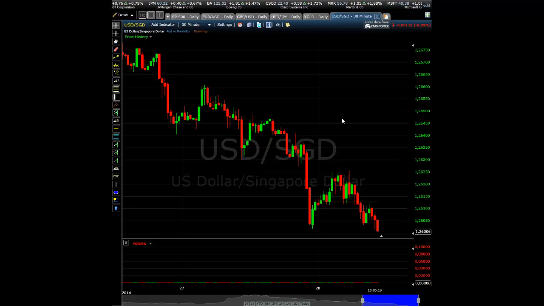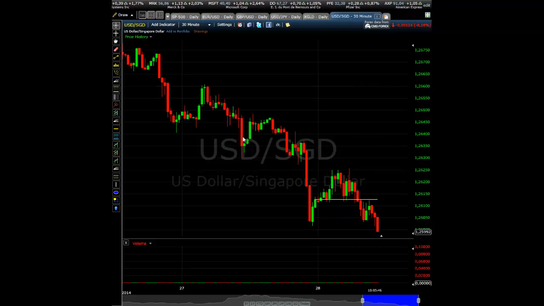Now, what we're looking for here is to find an asset that's trending in one particular direction, and we're going to compare it in two different time frames. One first in a 30-minute, and then in a 5-minute time frame. Now, this particular asset here, we're looking at the United States dollar versus the Singapore dollar. As you can see, there's a pretty strong trend here, but we want to look at this a little more scientifically.